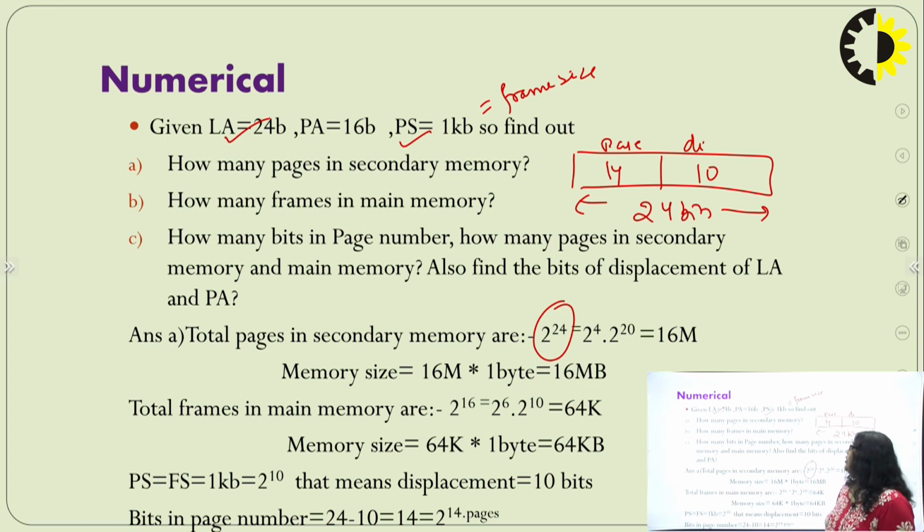And in the main memory, the size of the physical memory is 16 bits. 10 bits are used for the displacement, so 6 bits are used for the physical memory or the main memory. So this gives the number of frames present in the main memory.